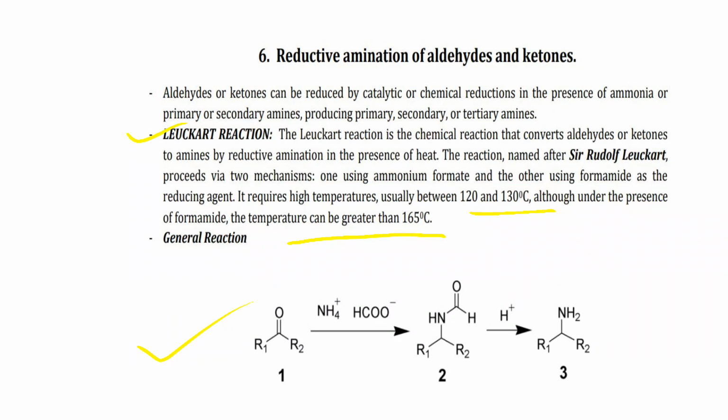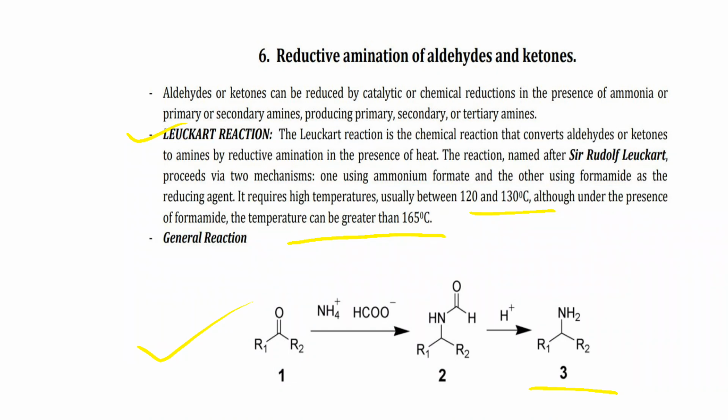They react with ammonium acetate, and we will get an amine, in acidic conditions. This is a chemical reaction that converts an aldehyde or ketone to an amine by reductive amination, the reaction named after Rudolf Leuckart. It proceeds via two mechanisms, one using ammonium formate, the other using formamide as the reducing agent.